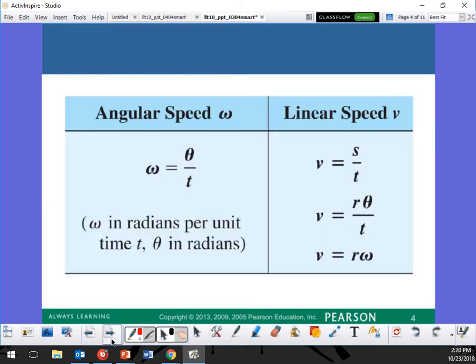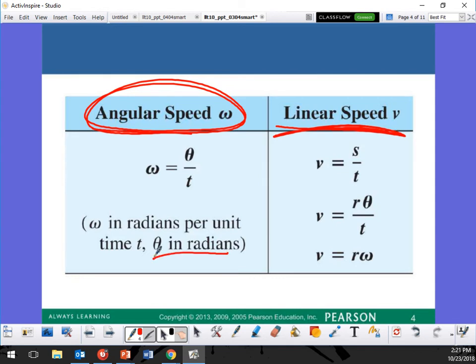So now this next one, there's a whole bunch of different formulas I'm going to use. These are going to be very, very helpful. Angular speed is W. Linear speed is V. Linear speed we could solve using different methods, depending on the variables given to you. Angular speed you can only solve one way. You have to have your angle theta and your time, and theta has to be in radians.